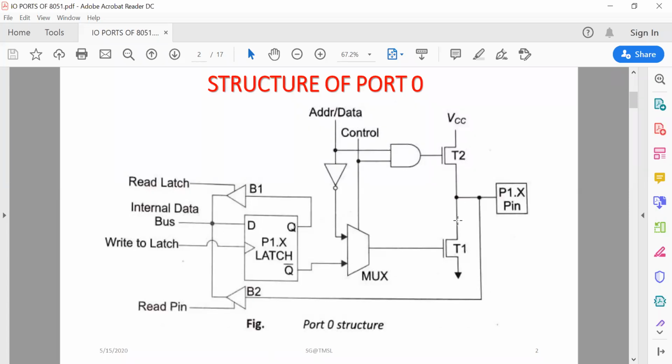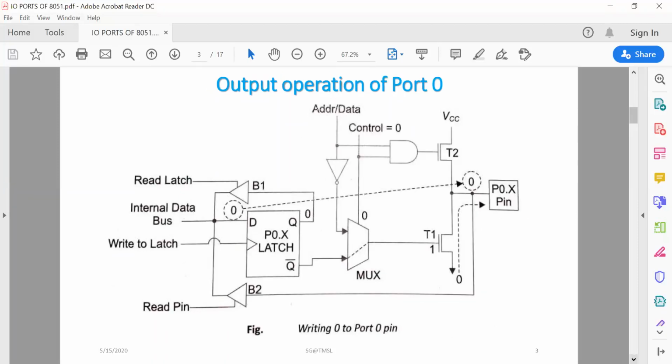Okay, so if it is 1, here in this position this will be 0, and the pin, the port pin, gets the logic 0. And while writing, it is for 0, like in this case here. I have discussed this one: if it is 0, then Q is 0 and Q bar is 1 at that time.